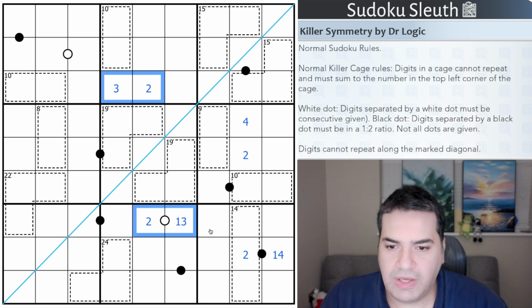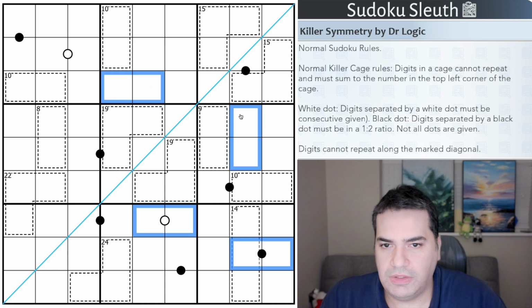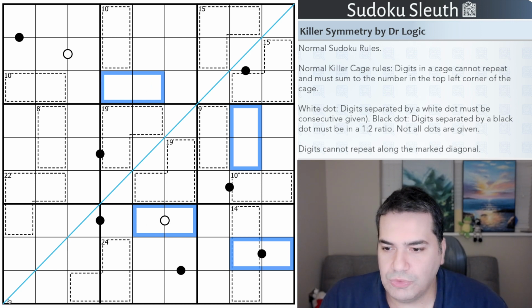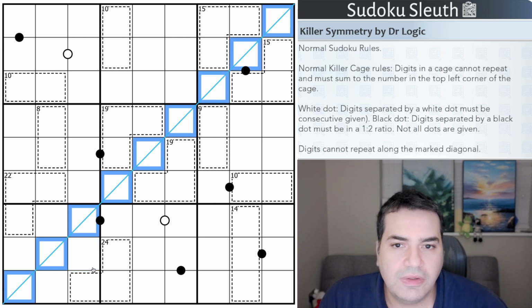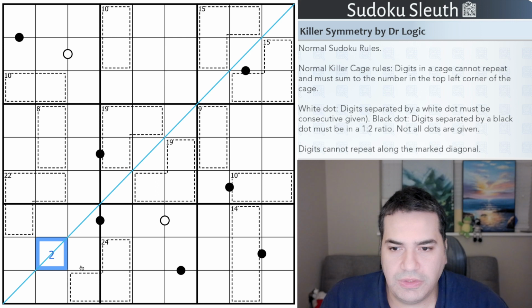Now, the last thing that we have in here is the diagonal, and you can see here a positive blue line going from one diagonal end of the screen to the next, and essentially what it's saying is digits cannot repeat on the marked diagonal. So if I put a 2 in here, I wouldn't be able to place a 2 in there. I am repeating a digit.